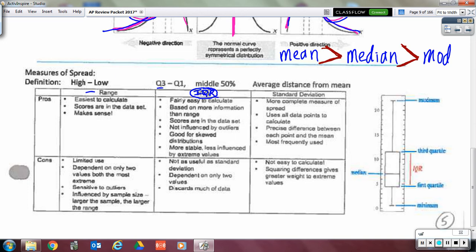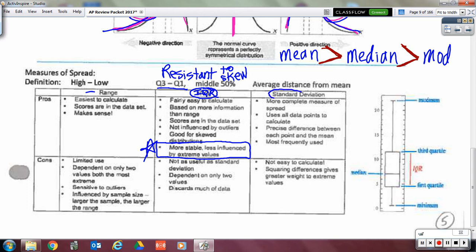IQR, which is your Q3 minus Q1. And this is good because it is more stable, less influenced by extreme values. Since it is more stable and less influenced by extreme values, we say that this is more what? It is more resistant to skew and resistant to outliers. So if you have skew, then you must choose to use median and IQR. If symmetry, use standard deviation and mean.